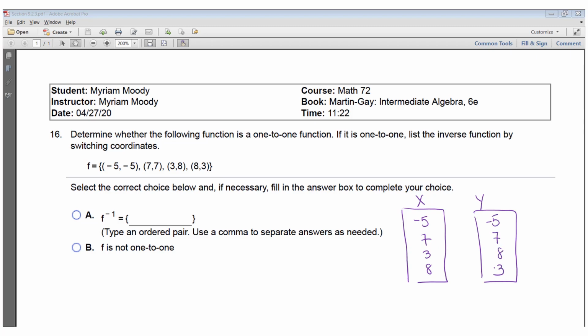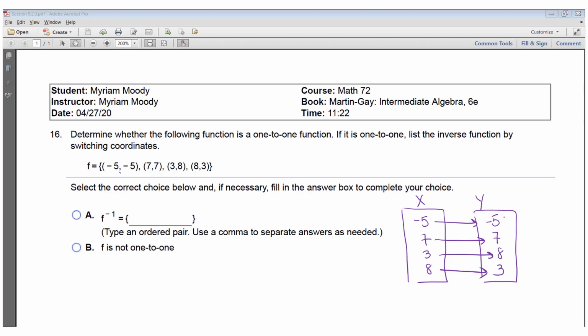According to the first point, -5 gets mapped to -5. 7 gets mapped to 7. 3 gets mapped to 8. And 8 gets mapped to 3. So this is definitely a function, and it is clearly a one-to-one function. I don't see any duplicate y values, so I don't have to worry about two different inputs giving me the same output.